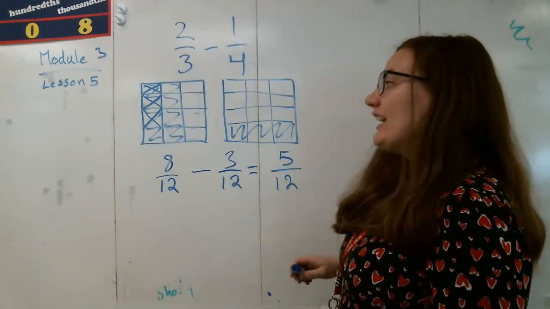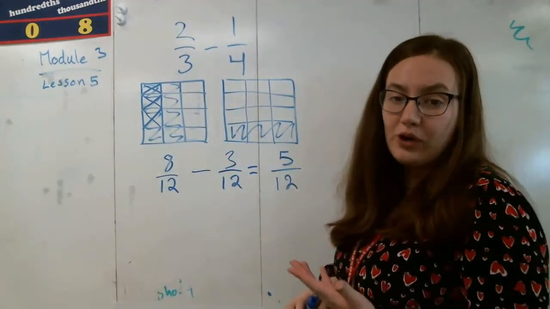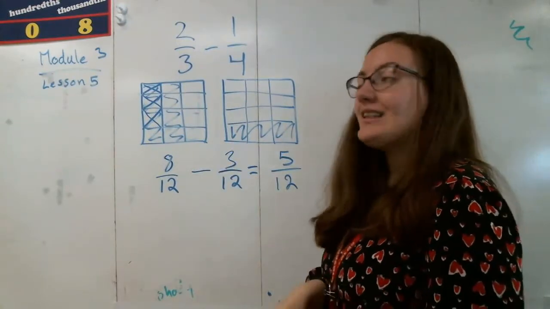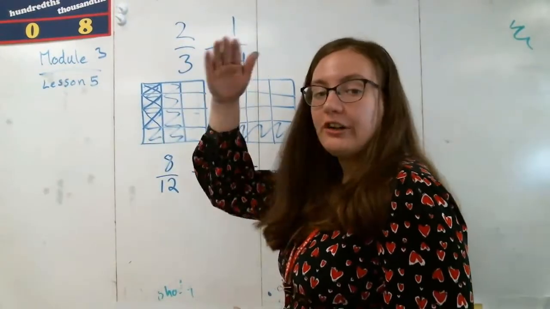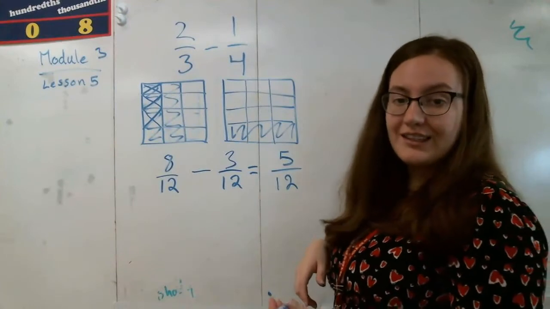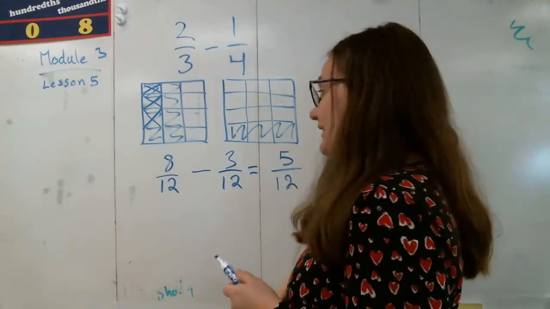And once we start getting into bigger models, it's really important that we try, as best as possible, to neatly draw our models so that we can easily count what is left over and easily cross off what we need to. So if you need to, use a ruler for this lesson so that your models look really nice.